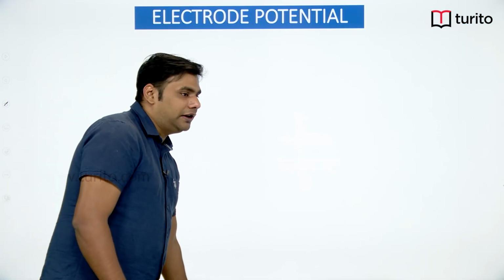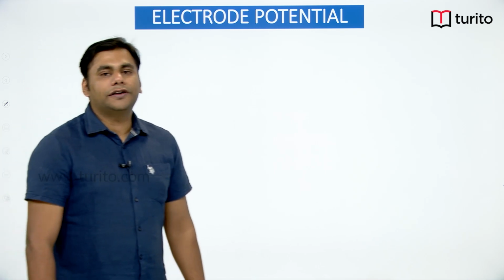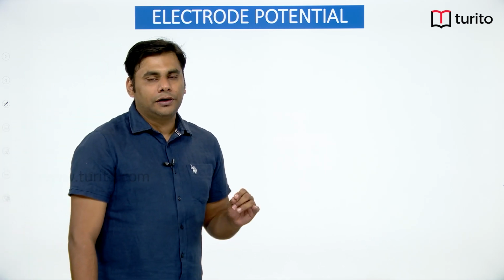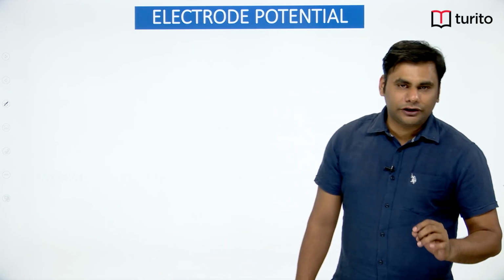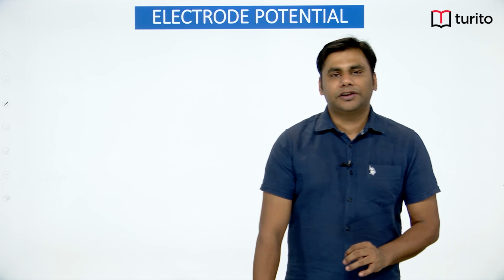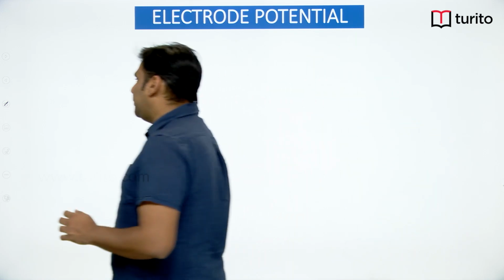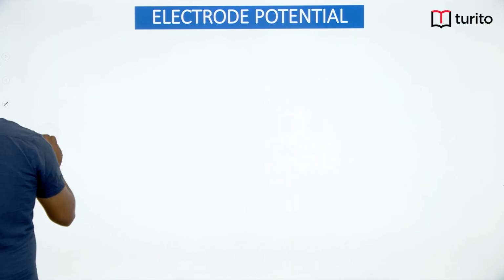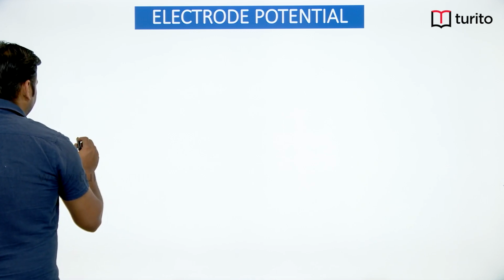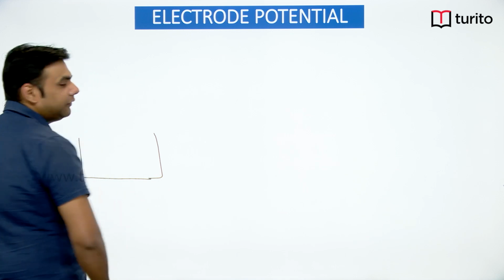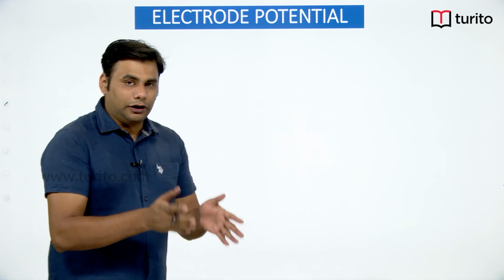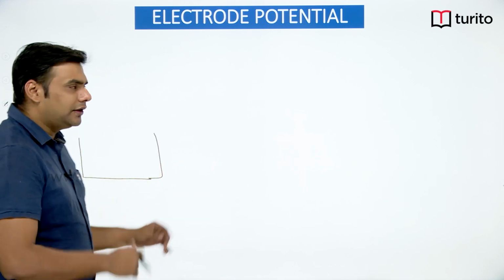Okay, so let us start with the first concept, that is the concept of electrode potential. Let us first understand what electrode potential is and how it is going to be useful in the upcoming sessions. Let us suppose that we have a container. You might have done this in your Redox chapter as well, but we are going to discuss it in detail.